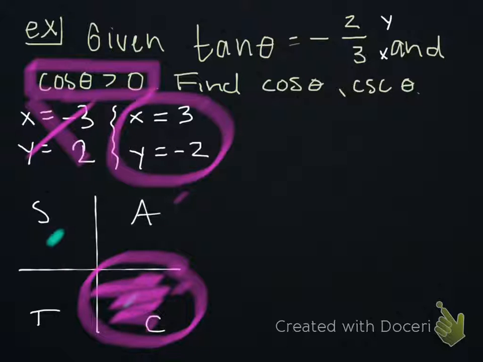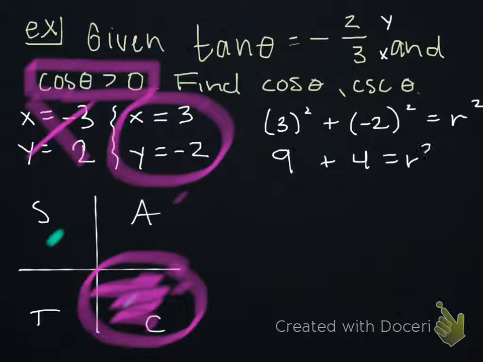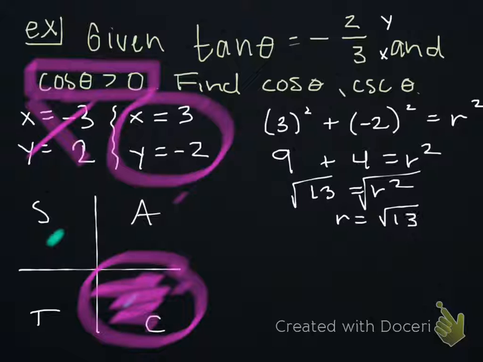Now we need to figure out what our r is before we can proceed any further. So I'm going to use that x squared plus y squared equals r squared formula. So I have 3 squared plus negative 2 squared equals r squared. So 9 plus 4 equals r squared. So 13 equals r squared. We square root both sides, so r is square root of 13. That can't break down.